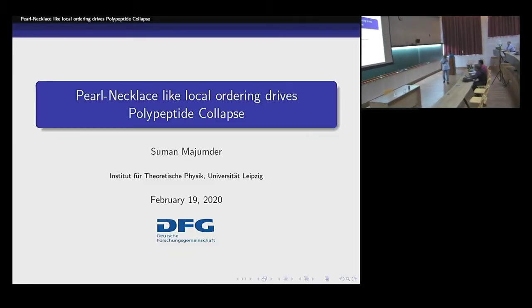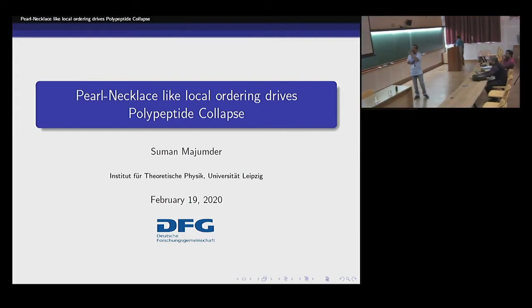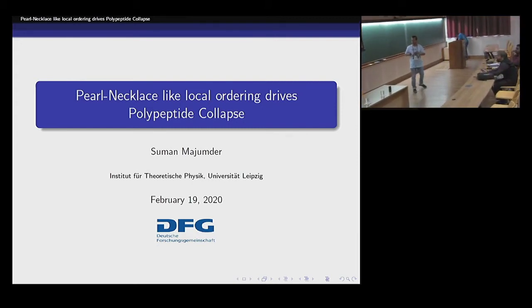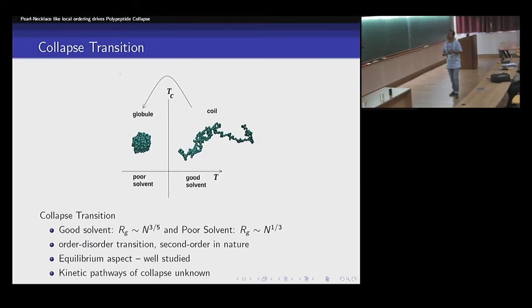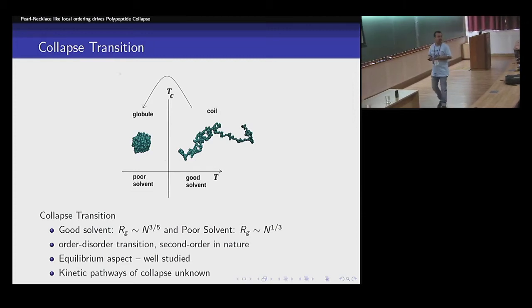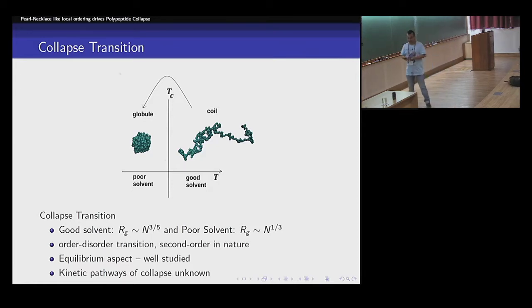So today I'll be talking about the kinetics of polypeptide collapse, where I take polyglycine as an example, as the probe. Let me just introduce what a collapse transition of a polymer is. It's basically when a polymer is in a good solvent, where the interaction between the monomer beads and the solvent beads are the same, and then you have an extended coil phase.